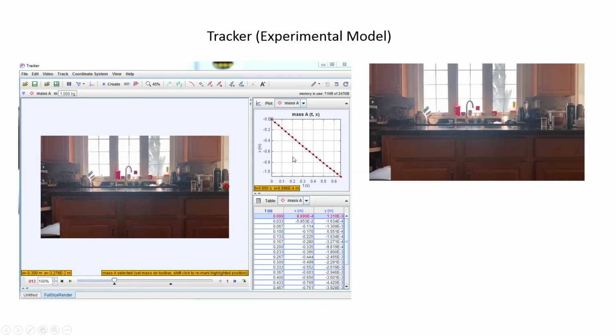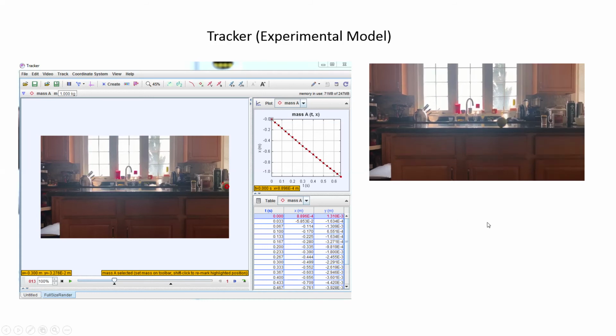On the graph I got from Tracker, you can see it's negative. I remedied this in Excel by just changing every value from negative to positive. And this gave me a positive direction graph, so that it would be easier to compare both my computational and experimental models.